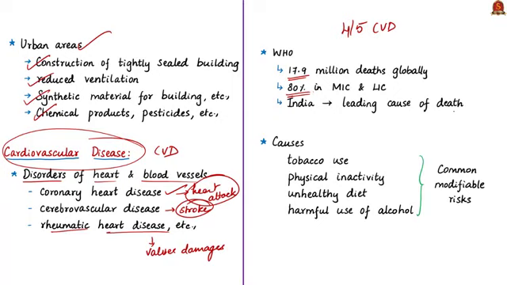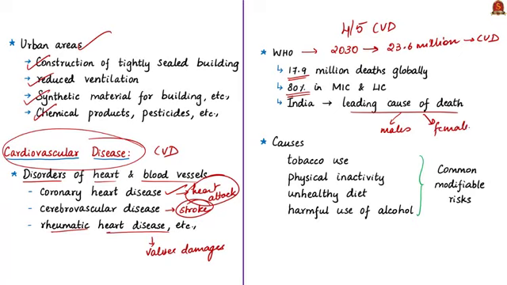If the current trends are allowed to continue, then according to WHO, by the year 2030, an estimated 23.6 million people will die from cardiovascular disease, and that too mainly from heart attacks and strokes. If you consider India, in India CVDs are the leading cause of death in both males and females, in urban as well as in rural areas.